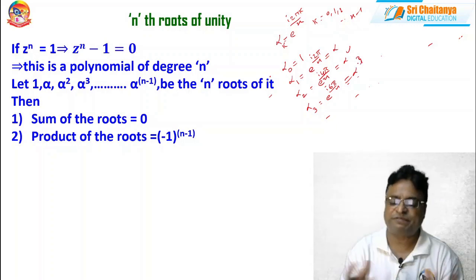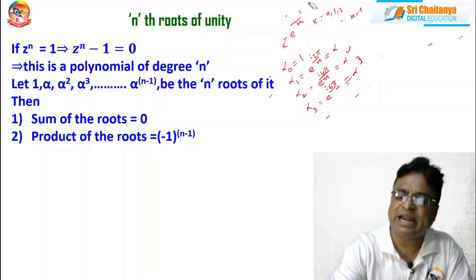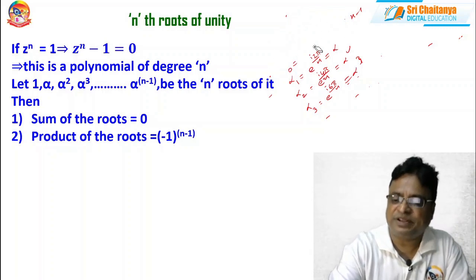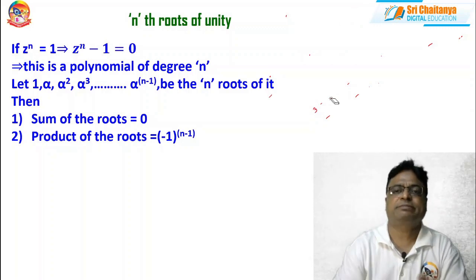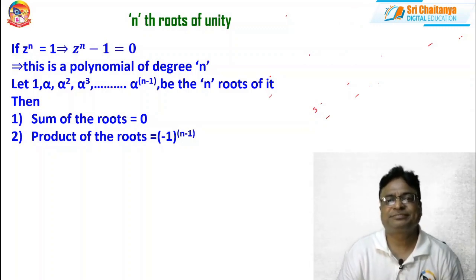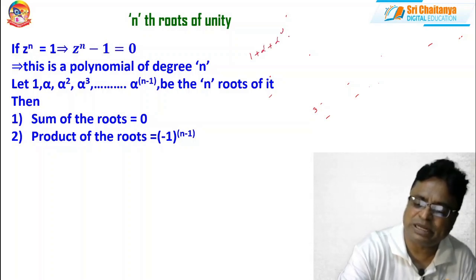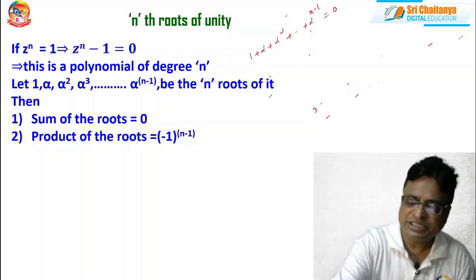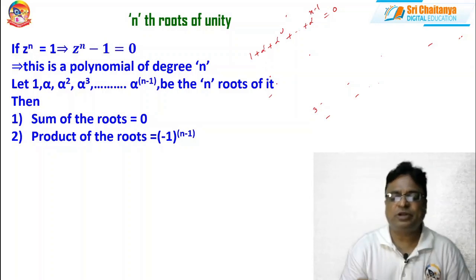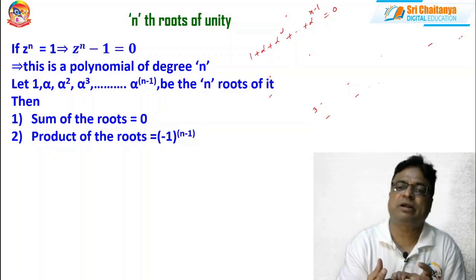If these are the nth roots of unity, then if you observe all these things, you will get an idea. Number one, the properties. Sum of the roots is 0. That means 1 plus alpha plus alpha square plus and so on plus alpha power n minus 1 equals 0. That is what? They are in GP.